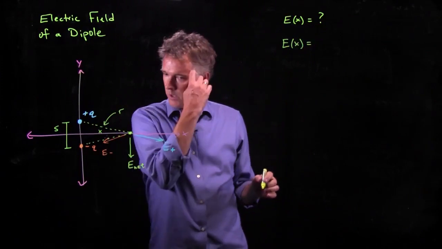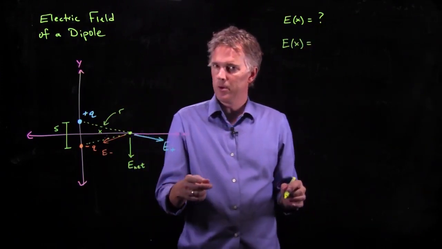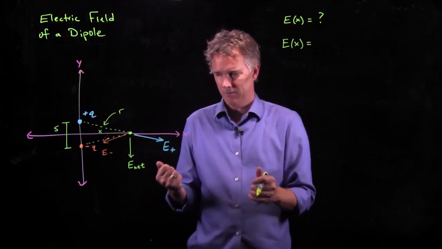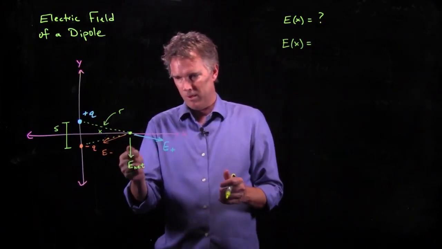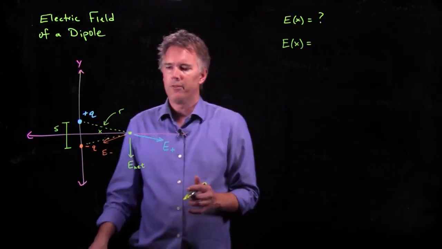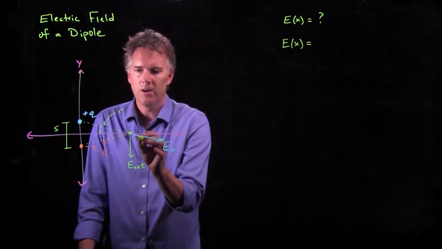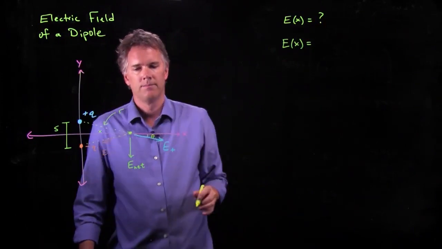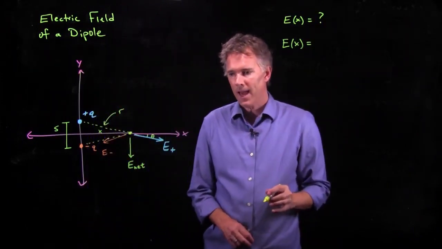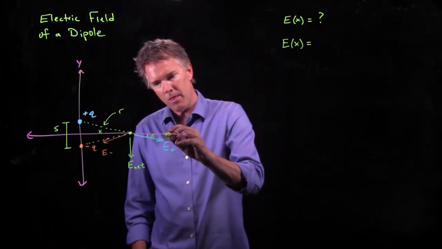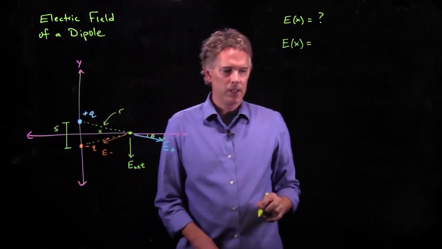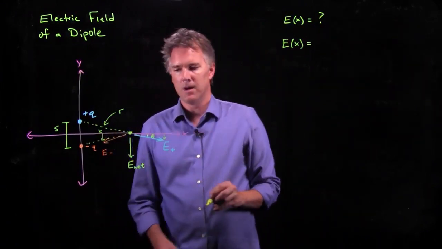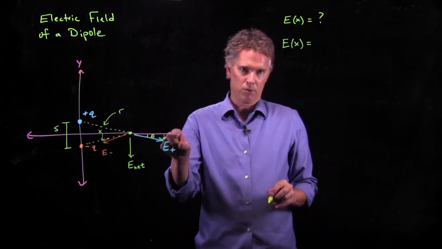We know it's going to be E plus contribution plus E minus contribution, but the horizontal components cancel, the vertical components add, and so we have to figure out this right here. What is this angle theta? Okay. Why that angle theta? Because we really want this component of E plus, and we're going to want this component of E minus. That's the important one.